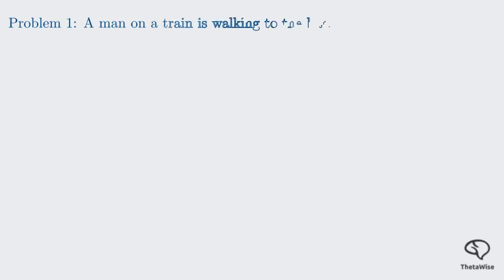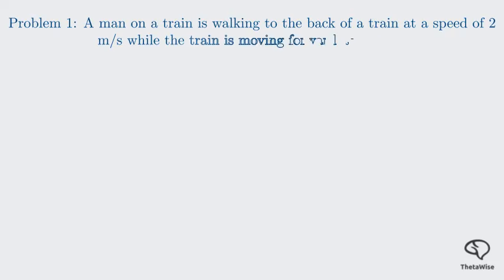Let's start with our first problem, which is question 1 from activity 1. The problem states, a man on a train is walking to the back of a train at a speed of 2 meters per second, while the train is moving forward at 10 meters per second. To solve this, we first need to establish a consistent reference frame. We'll use the ground as our stationary point.